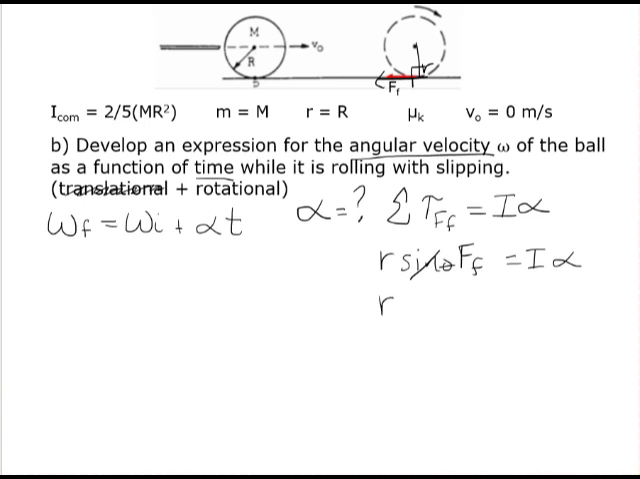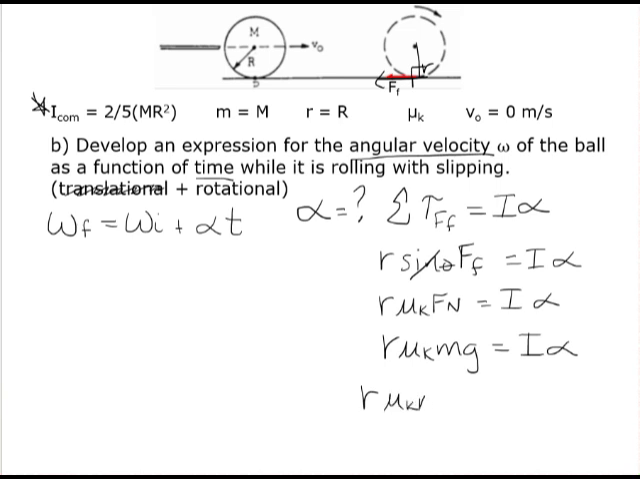For force of friction, we know that friction is mu times the normal force. And we also know from the previous step that force normal is equal to mg in this scenario. We've replaced everything that we can on the left-hand side, so now we're going to look at our moment of inertia for our sphere on the right-hand side. That's going to give us R times mu k times mg is equal to 2/5 mr squared times alpha.